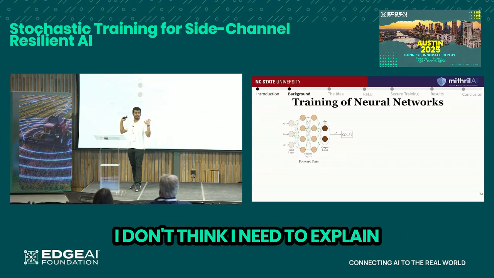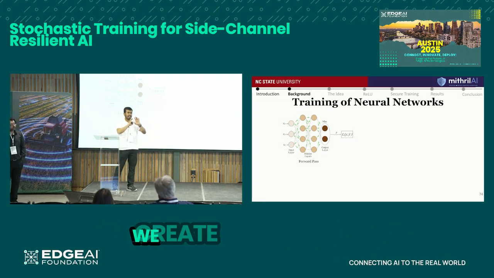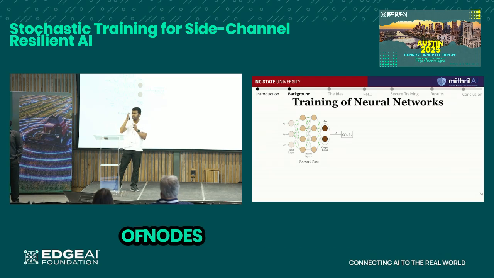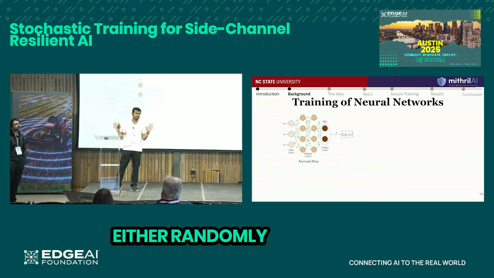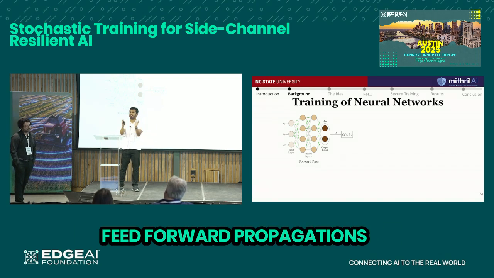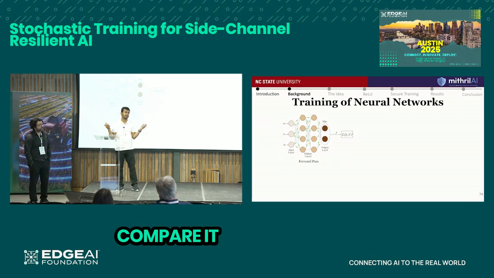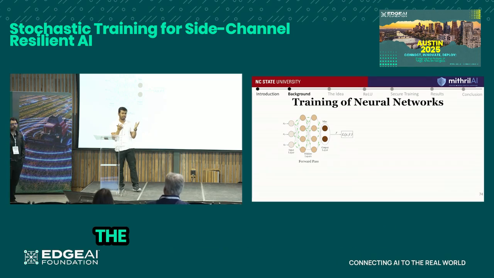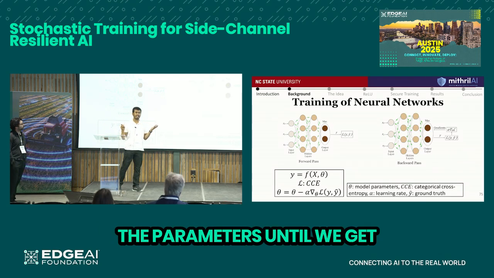Okay, so some preliminaries. I don't think I need to explain this in way too much detail. How do we train neural networks? We create some kind of a neural network architecture with a certain number of layers, some certain number of nodes in each layer, and then we initialize the parameters either randomly or based on some fixed algorithm, and then we simply feed forward propagations of those initialized models. We get the outputs, we compare it with the ground truth, and then we compute the loss, and then we differentiate the loss, or in other words, compute the gradients, and we propagate them back, and then we tune the parameters until we get a good enough accuracy, right?